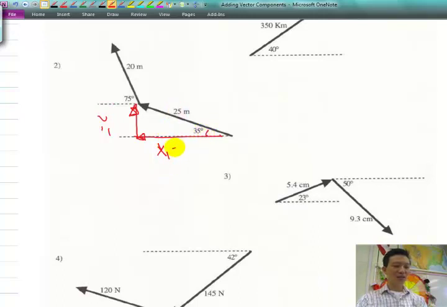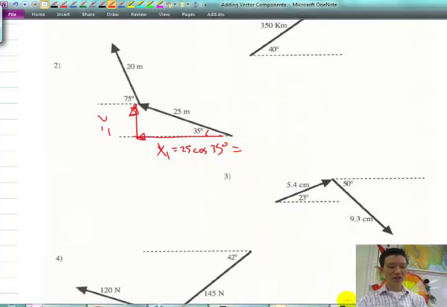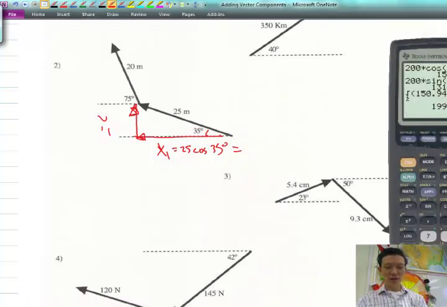If this is the angle, this is the adjacent side, that's the hypotenuse. x1 is just 25 times the cosine of 35. Let's go ahead and try that really quick, okay? 25 times the cosine of 35. Get out your calculators. Let's chug this through. Give me the x and y component, okay? 25 times the cosine of 35 degrees. I'm getting 20.47.